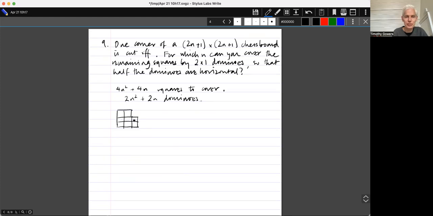So I can see that it's very easy to cover this with 1, 2, 3, 4, but if I were to insist that half of them were horizontal and half were vertical, it doesn't look quite so easy. In fact, I don't think I can do it when n equals 1, and I bet I can do it when n is 2. I'm guessing it's going to depend on the parity of n. Not with 100% confidence, because there could be something slightly subtler.